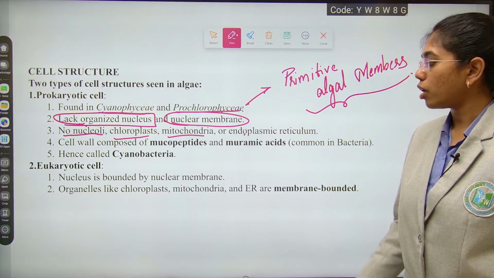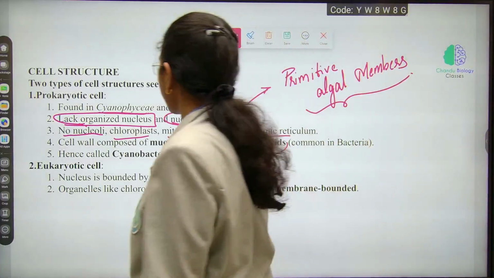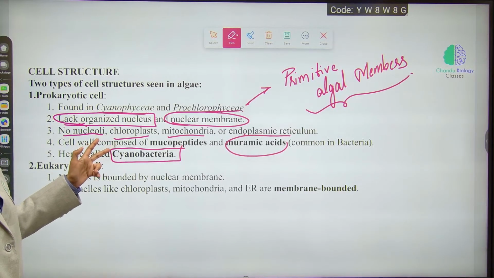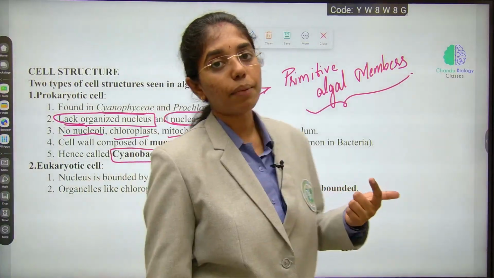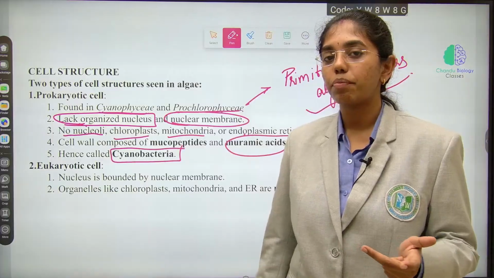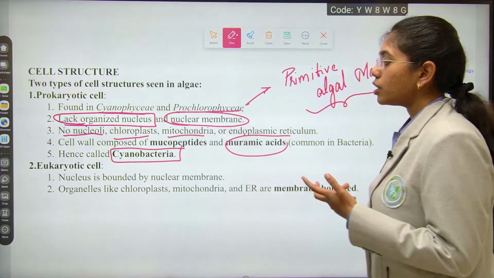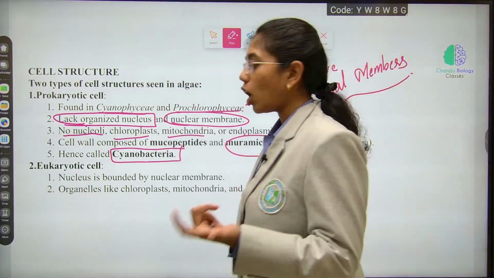Cell wall is composed of mucopeptides and muramic acid. Example for this is what? Cyanobacteria. Nostoc, Anabaena, Oscillatoria, these are few cyanobacterial members. And what are the cellular characteristics of that? Not a well developed or well defined nucleus, no nuclear membrane, no membrane bound organelles are present, and the cells are covered by a mucilaginous coat, and then cell wall is of what? Mucopeptides and muramic acid.